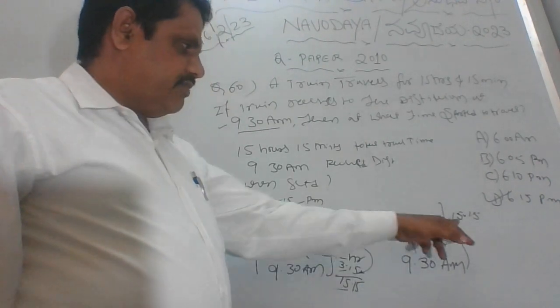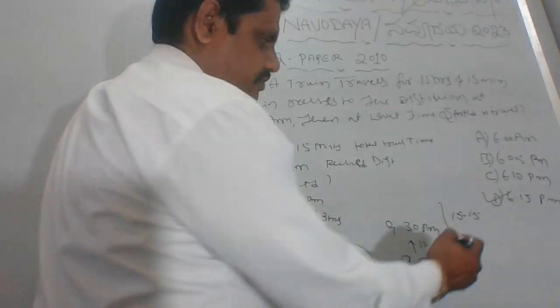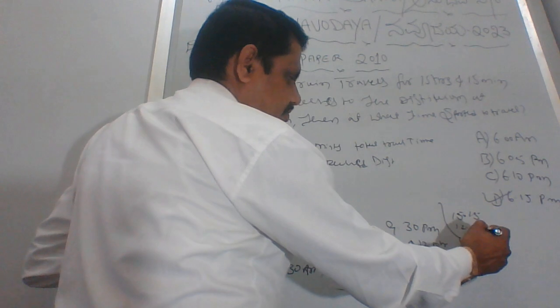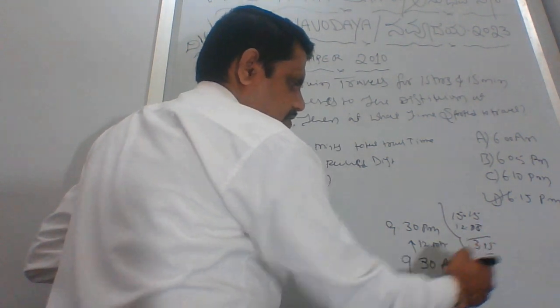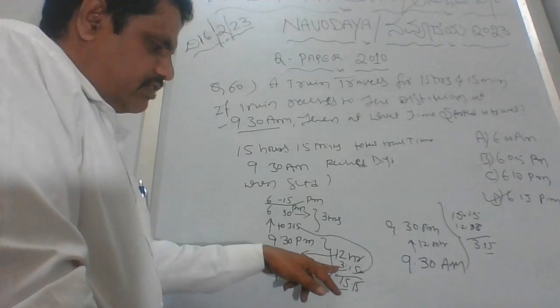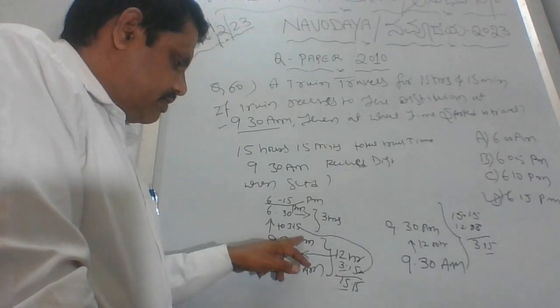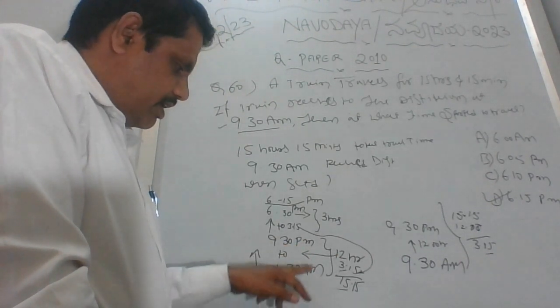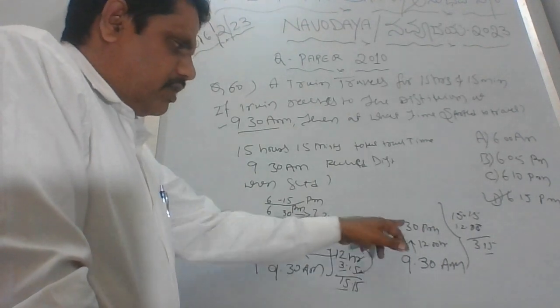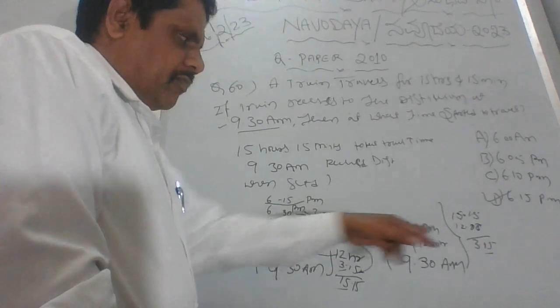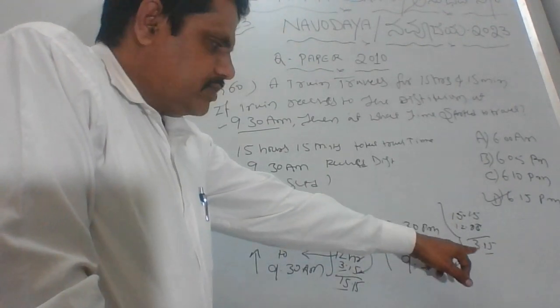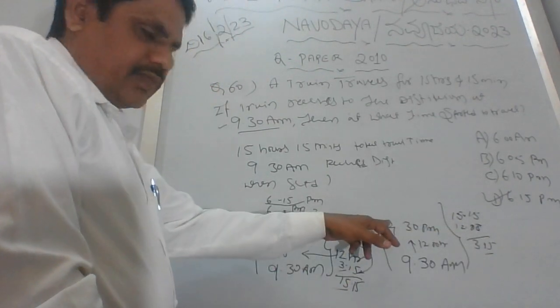So how much is left in 12? If I leave 12 hours, then 3 hours 15 minutes is left. That's what I have written here. 12 hours is over, from 9:30 a.m. to 9:30 p.m. we are already going back. 12 hours is completed. 3:15 we need.